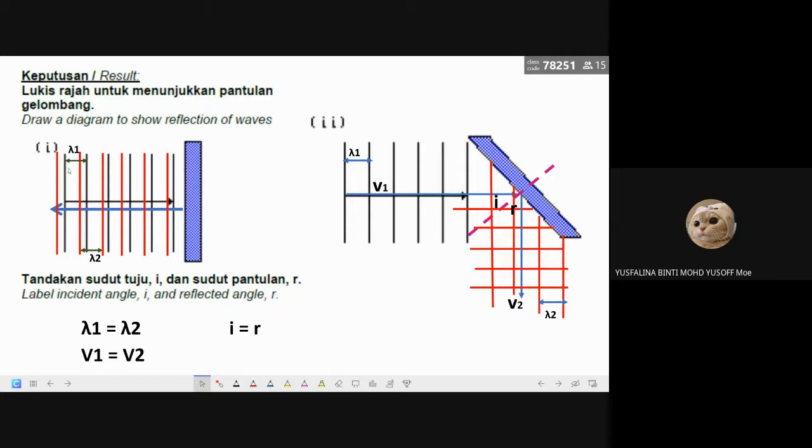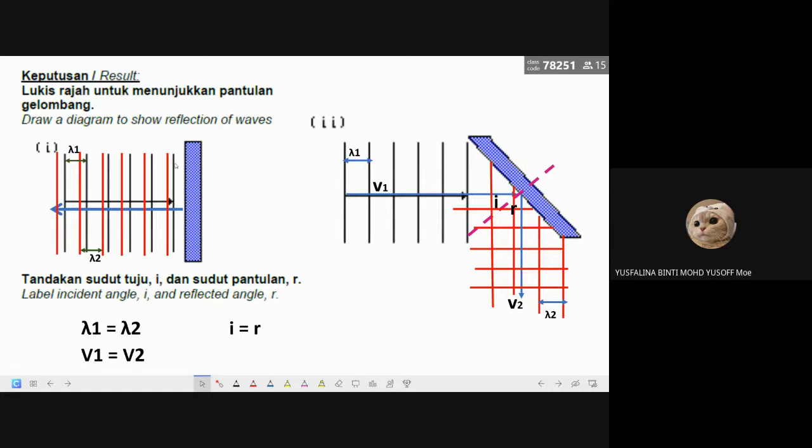So here, this is the incident wave, the black one. When it hits the reflector, it will be reflected back. So the blue line here shows the direction of the propagation. Okay, this shows the reflected wave. So this is the line showing the reflection of wave, and another one shows the direction of the propagation.